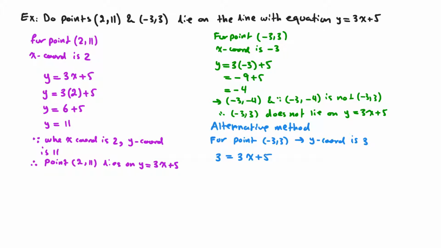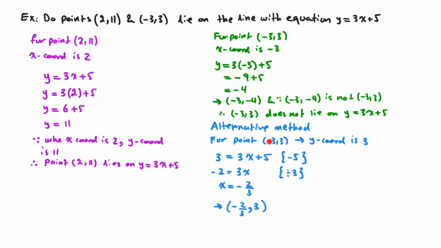So first thing I have to do is subtract 5 from both sides. So I get -2 is equal to 3x. I will then have to divide both sides by 3 to get x on its own, and I get x is equal to -2/3. So that corresponds to a point (-2/3, 3) on our line. So on this line, when the y coordinate is 3, then the x coordinate ends up being -2/3.